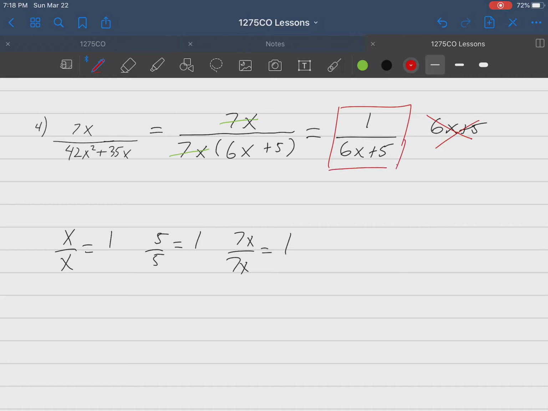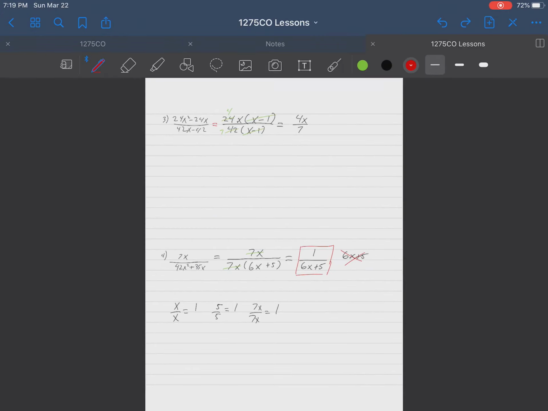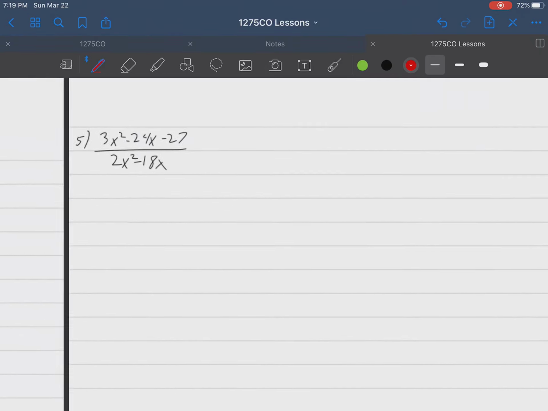There's a couple of ways to think about it. One of them is that you are dividing, which means 7x divided by 7x is equal to 1. The other way to think about it is that 6x plus 5 is in the denominator. So when you are answering and putting in your final answer, 6x plus 5 has to remain in the denominator. So make sure that you are following those rules. There's a couple of pitfalls that can occur.